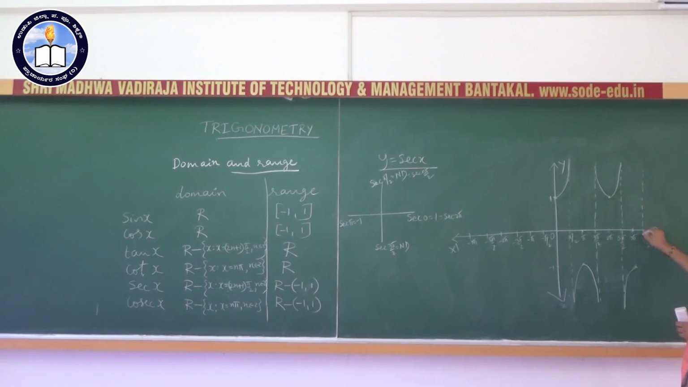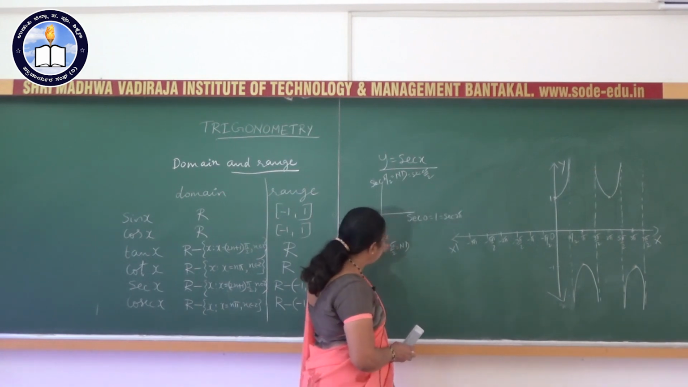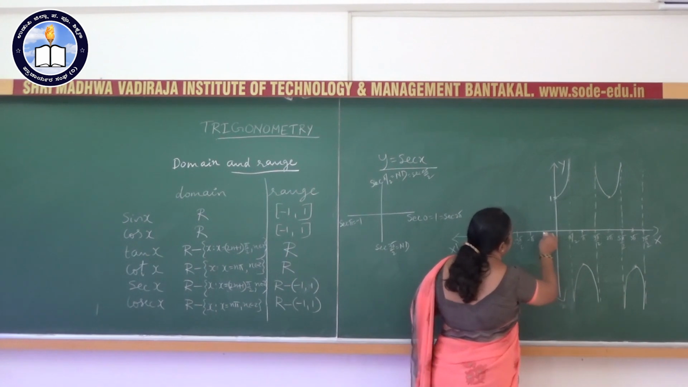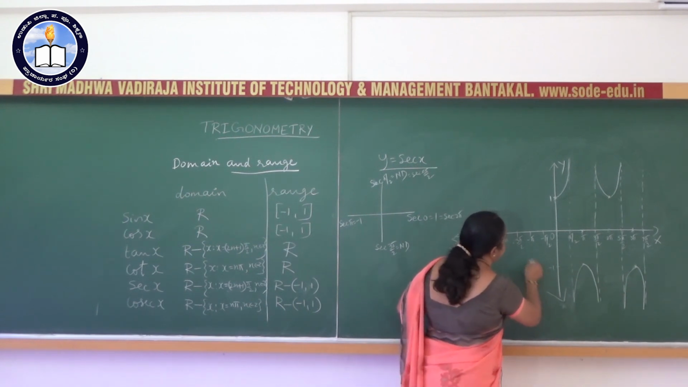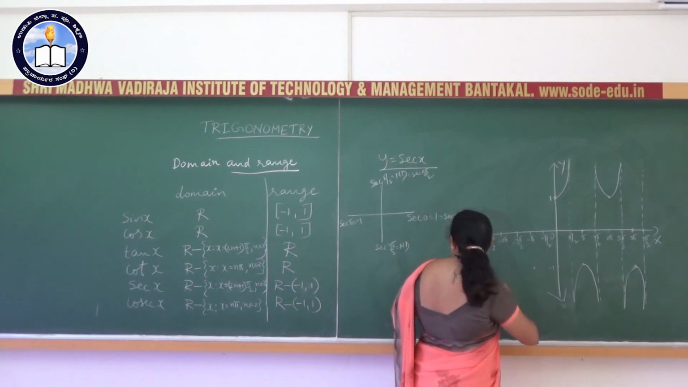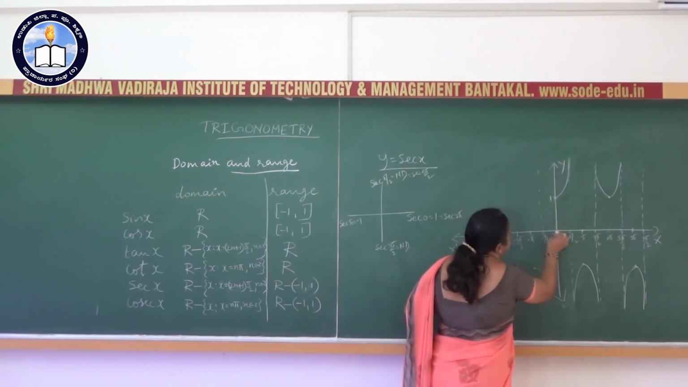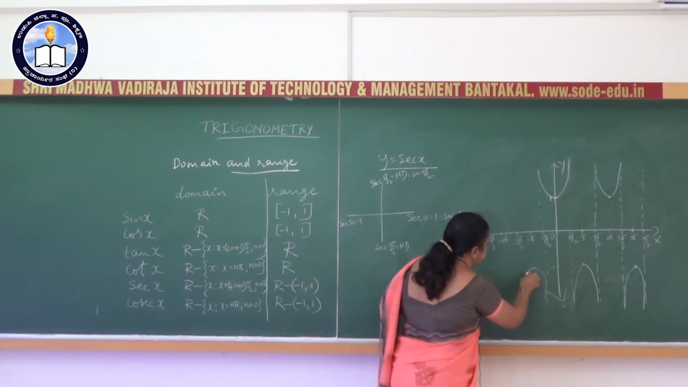Secant 7 pi by 2 is the same as secant 3 pi by 2, so it's not defined. Again, when x is negative, secant minus pi by 2 is not defined. Secant minus pi is minus 1. In the third quadrant, secant theta is negative. In the fourth quadrant, secant theta is positive. In the second quadrant, secant theta is negative.